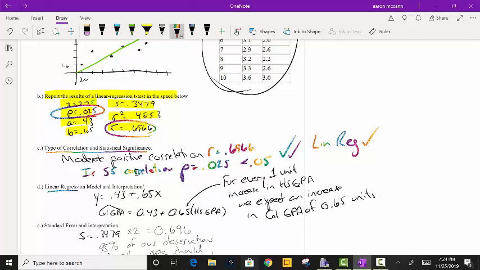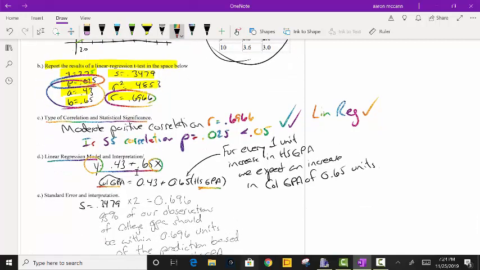And then what is the linear regression model and interpret? So that's our a and b. So y equals 0.43 plus 0.5x. The y in this case represents college GPA, and the x represents high school GPA. So the 0.43 doesn't have a whole lot of relevance, because what that would indicate is even a student with a high school GPA of 0 would be expected to get a college GPA of 0.43. So that doesn't have much relevance.